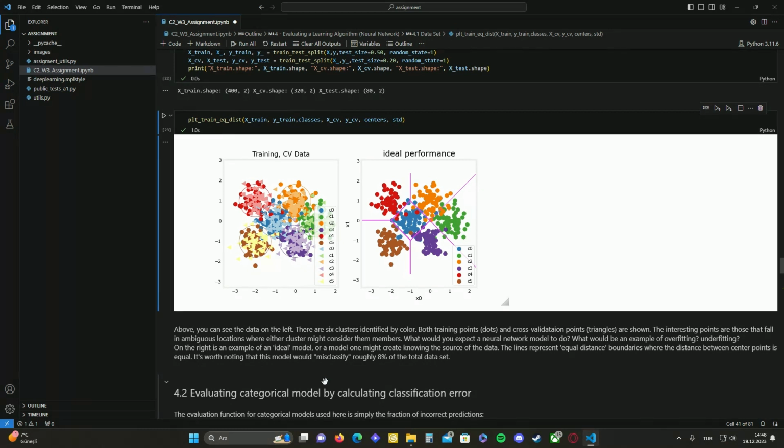What would you expect a neural network model to do? What would be an example of overfitting, underfitting? On the right is an example of an ideal model, or a model one might create knowing the source of the data. The lines represent equal distance boundaries, where the distance between center points is equal. It's worth noting that this model would misclassify roughly 8% of the data set.